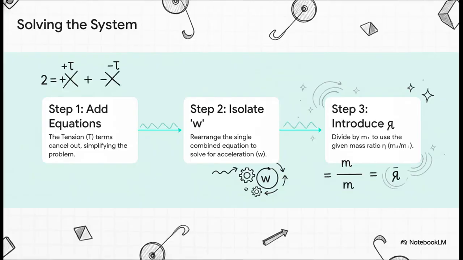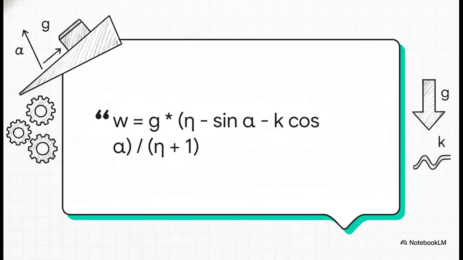Now, here's a really neat trick that works all the time in these pulley problems. If you just add the two equations together, watch what happens. The plus T in one equation and the minus T in the other, they just cancel each other out completely. It's so convenient. This leaves us with one clean equation where the only thing we don't know is our target, the acceleration, w. And after a little bit of rearranging, this is what we get, the final general formula for our acceleration. And look how nice that is. It's expressed using only the things the problem gave us in the first place. G, our mass ratio eta, the angle alpha, and that friction coefficient k.